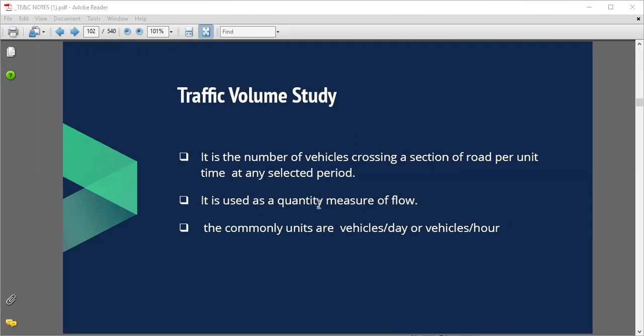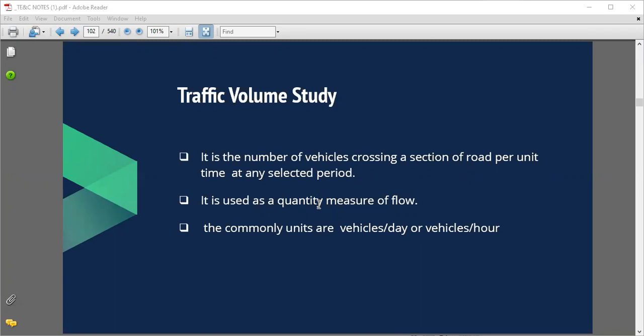Next, the common units are vehicles per day or vehicles per hour, meaning within 1 hour. Now, if you have decided to go for traffic volume measurement, then you have to decide on 1 day or 1 hour. Within that period only, whatever vehicles are moving, that vehicle number indicates the volume per hour or per day. That unit will be like that, vehicles per day.